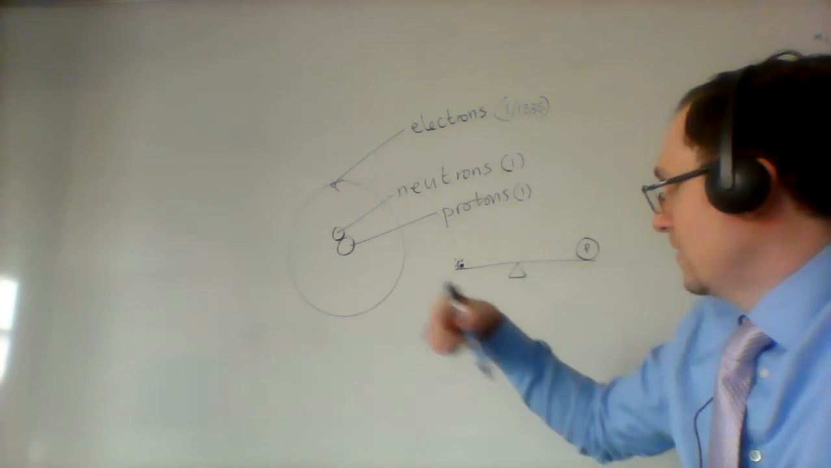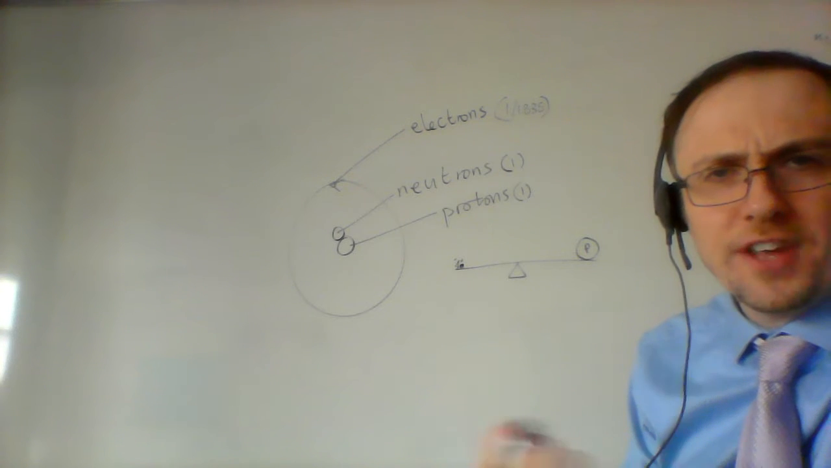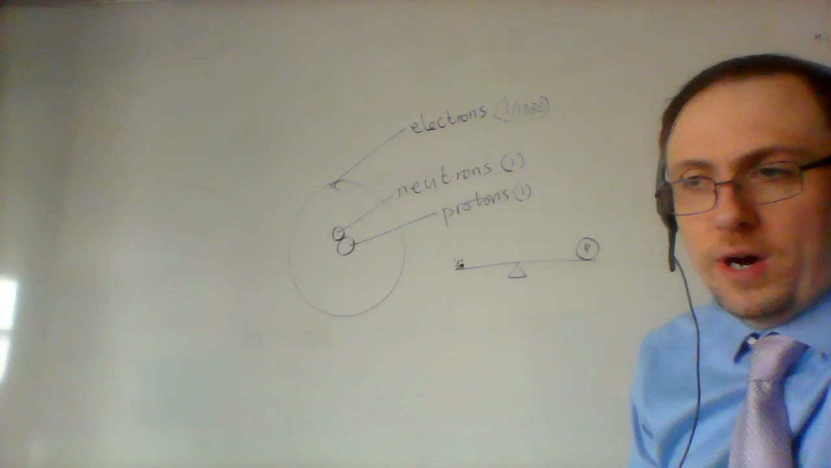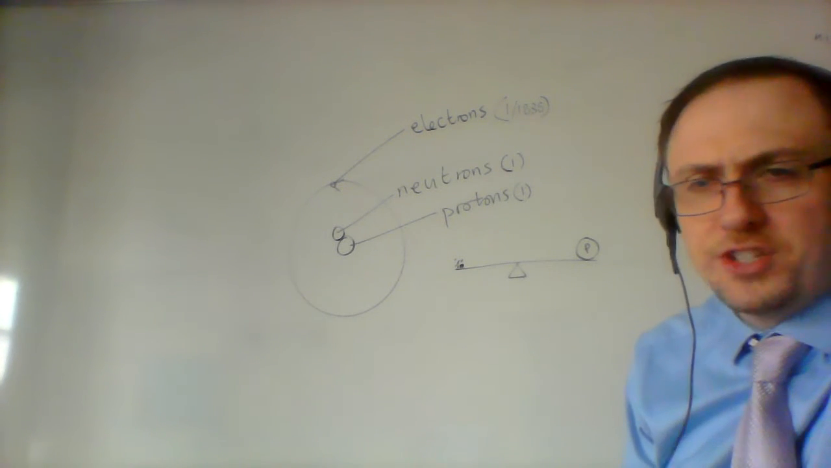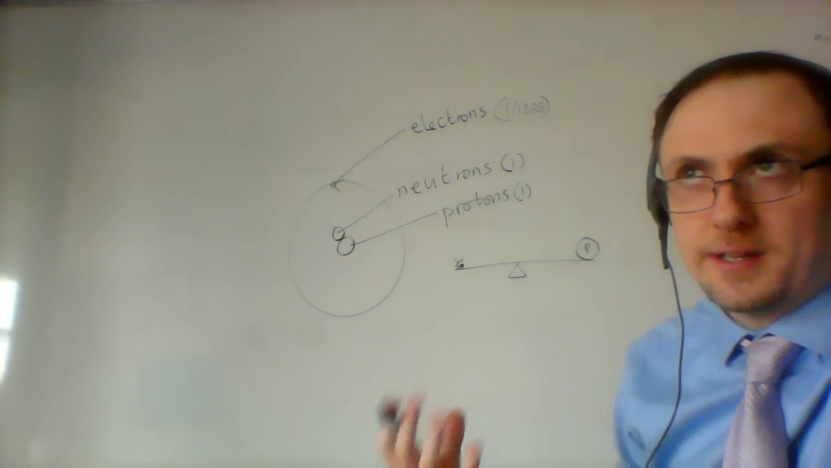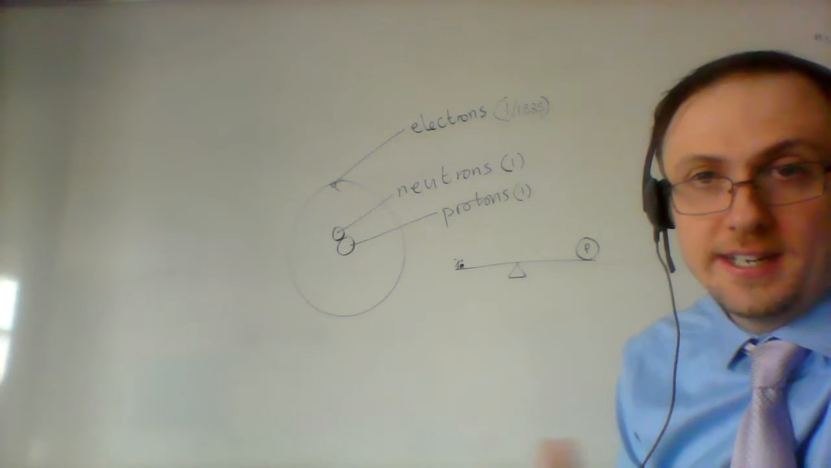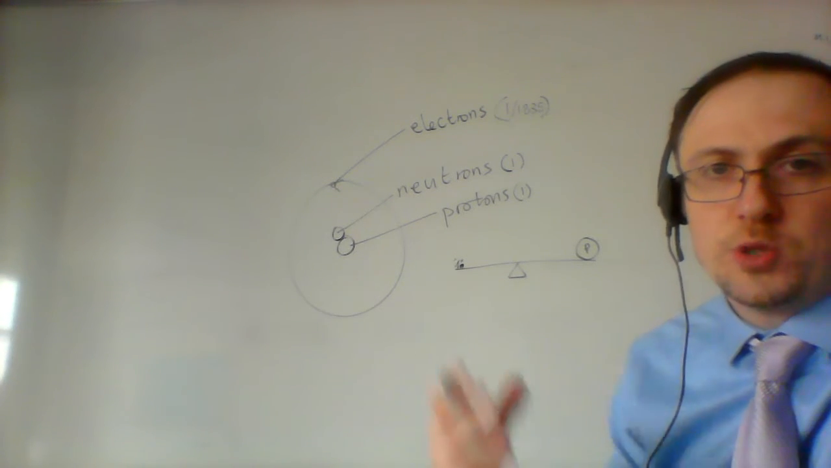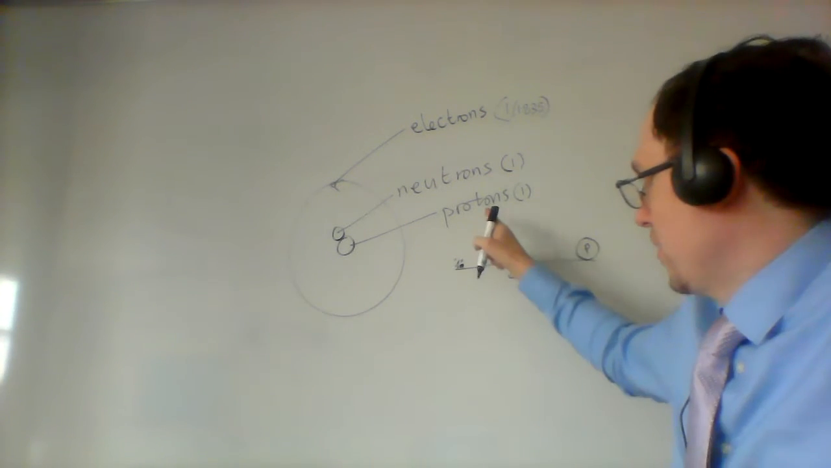And they go around the nucleus. Now, why are they going around the nucleus? Well, why do planets go around the sun? There is a force of attraction between the planets and the sun, gravity. There's a force of attraction also between the electrons and the protons.